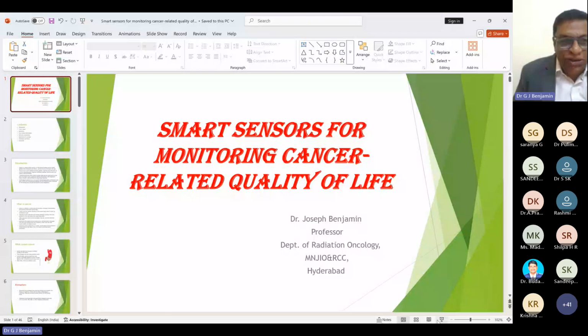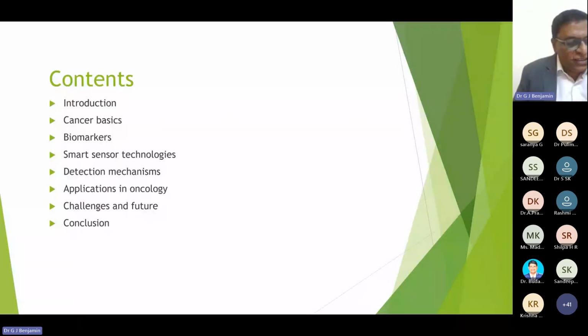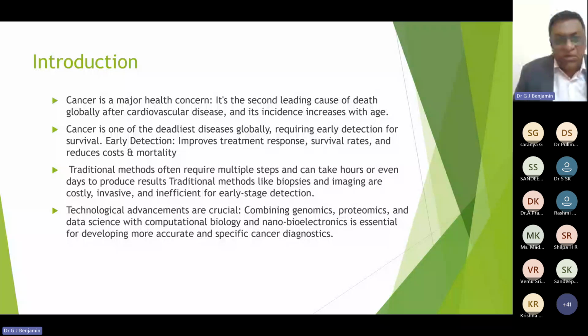So the topic for today's FDP is smart sensors for monitoring cancer-related quality of life. I want to deal with this topic under the following headings: introduction to the topic, cancer basics, the biomarkers, the smart sensor technologies, detection mechanism, application in oncology, challenges and future, and conclusion.